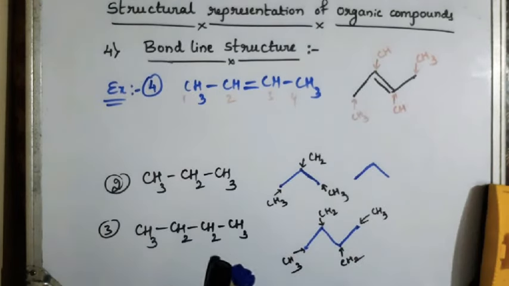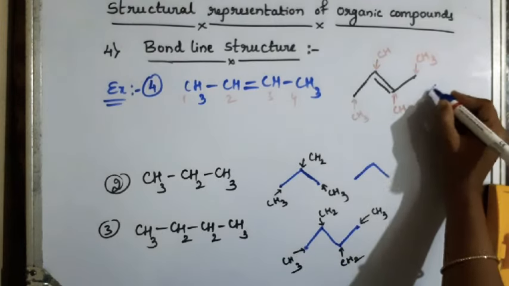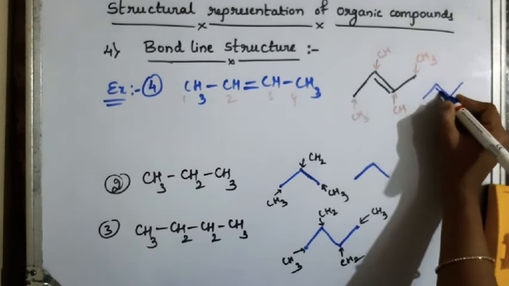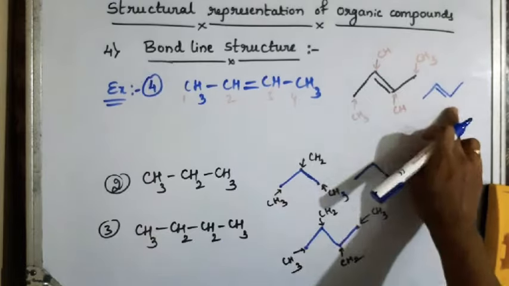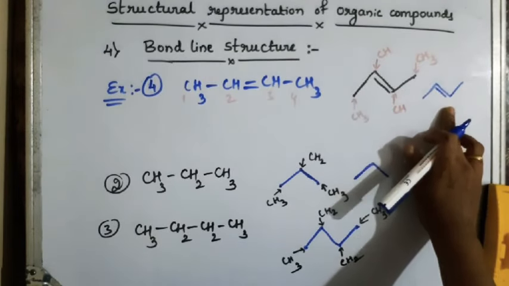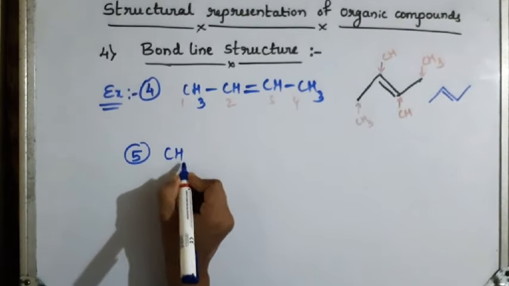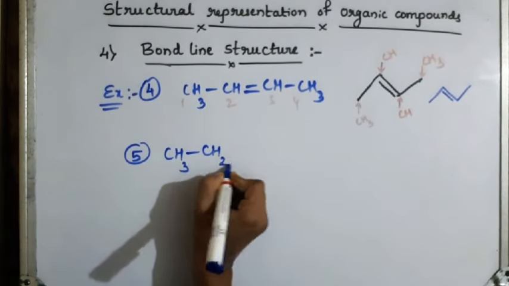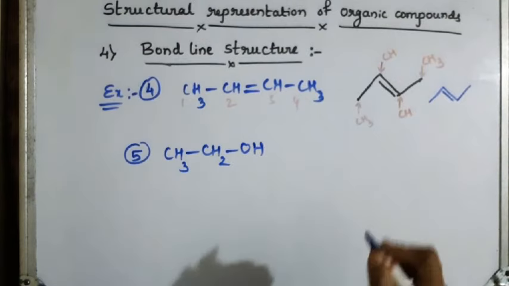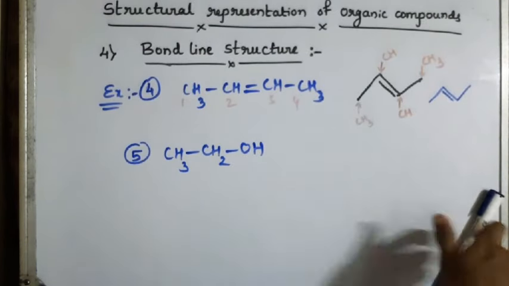As I said, you should not represent these groups, you just have to draw the bond line structure. So, this is the bond line structure for butene. Okay, only this you have to write. How? I'll take an example of this compound, CH3, CH2, OH. Okay, this is another example, ethanol.